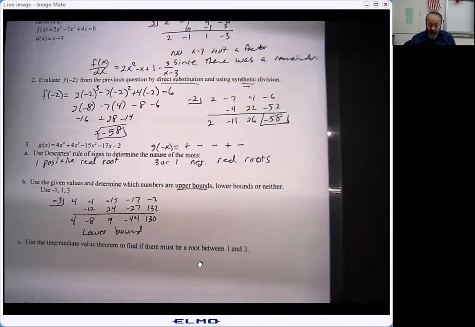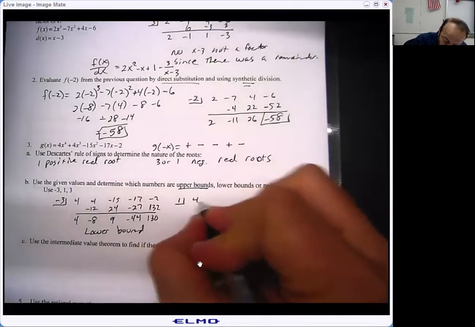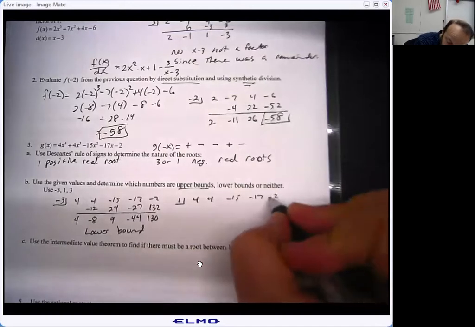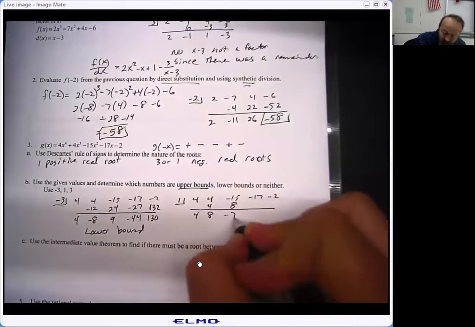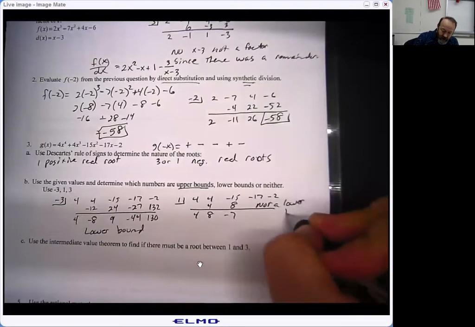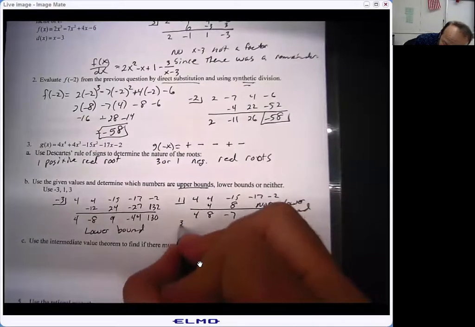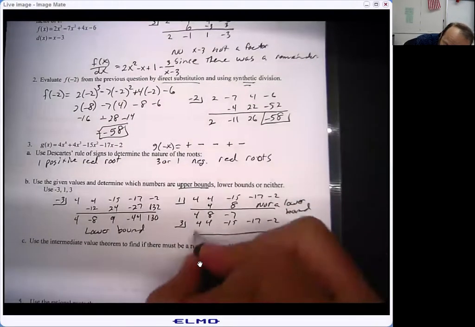Now, in terms of upper bounds, we can check out the number 1. And it was 4, 4, -15, -17, -2. And that's going through the process. It is not an upper bound. I don't need to keep working on this one because I can see already that it is not, because it neither alternated nor went all positive. So the last one to check is the number 3. You would probably predict that if the question was being asked, at least one of them would be.